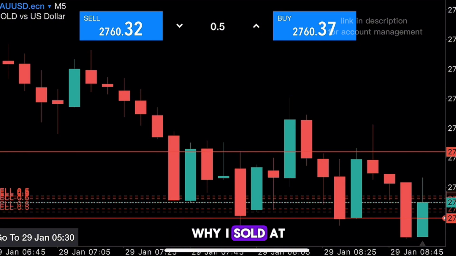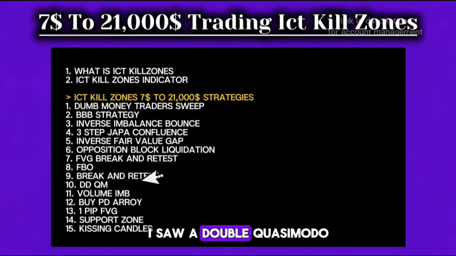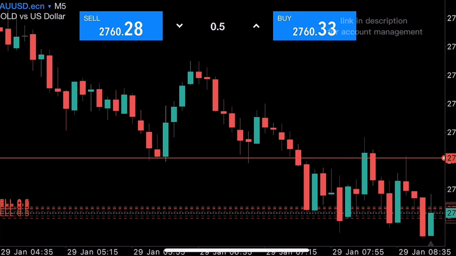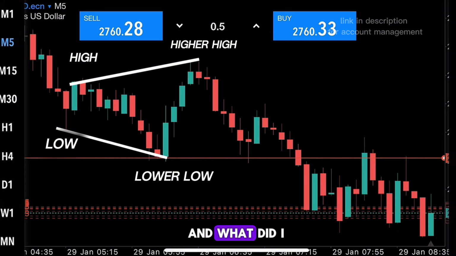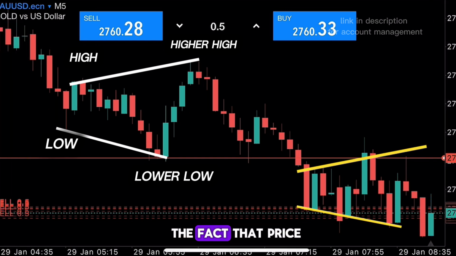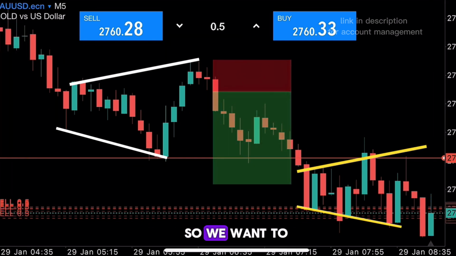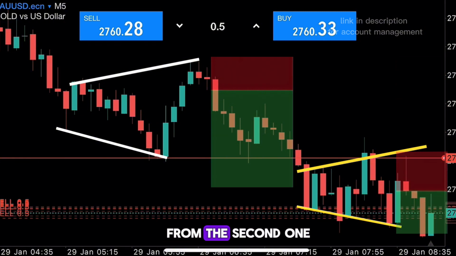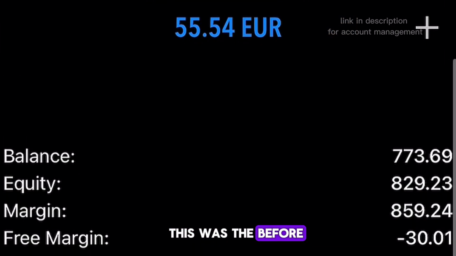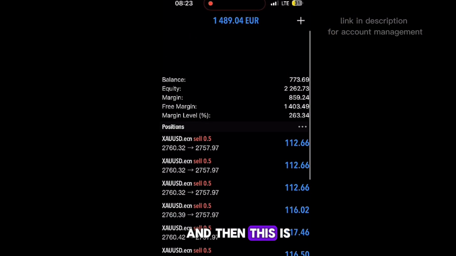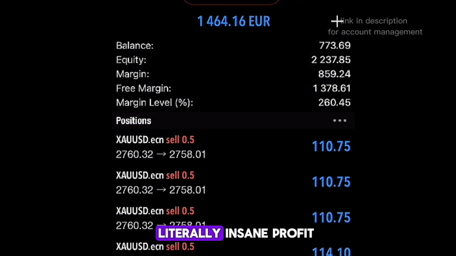And the third reason why I sold at that point is because I saw a double Quasimodo, which is basically you marking the low and that low there, then the high and that higher high there. It's very simple. And then I saw the same schematic below that point there, and what did I do? I marked the same stuff, and that's a very good confirmation considering the fact that price rejected from the first one. So we want to expect price to reject from the second one. That's literally it. It's very simple. And as you can see, this was the before, and then this is the after, literally insane profit.